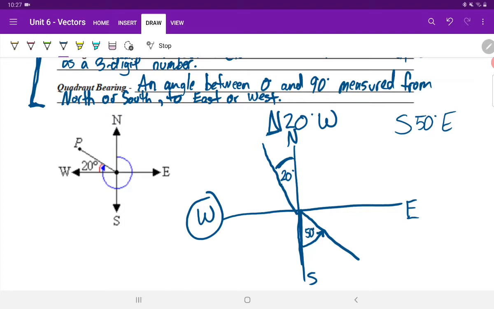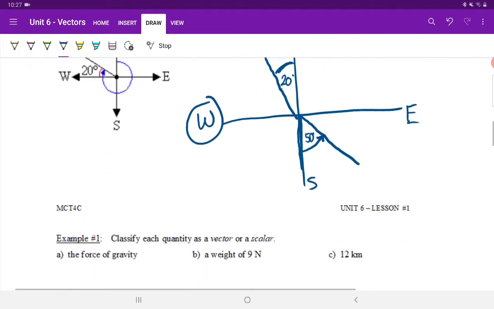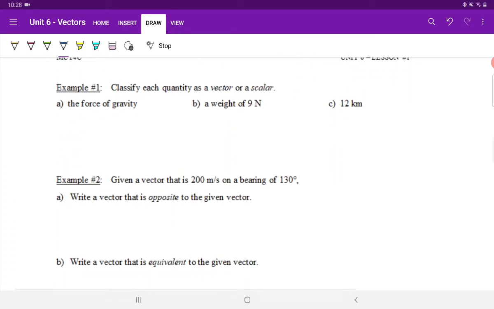So remember that we're dealing with vectors. We're going to be getting direction. So we're going to be dealing with angles all throughout the unit. Okay, we're even going to be using some trigonometry as well. But we're going to be dealing with bearing and quadrant bearing angles throughout the unit. So we're going to get a chance to practice that below. But before we get to that, let's just take some time here to classify each quantity if it's a vector or a scalar after looking at our definitions.